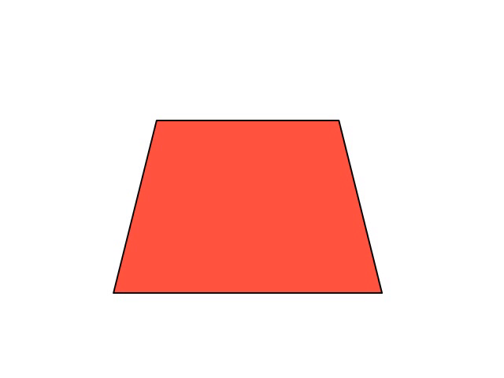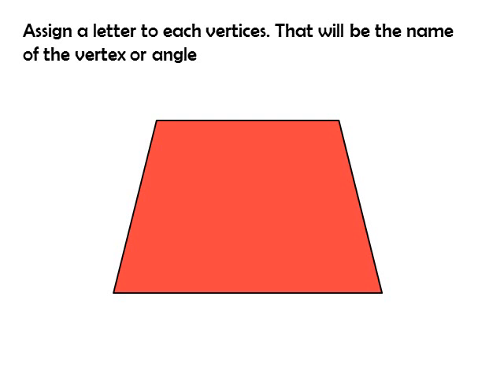The first thing that is customary for us to do is to assign a letter to each vertex, to each corner, and that will be the name of the vertex or the angle. So this one corner we call A, and then B, C, and D. If we want to find out what the angles inside this figure are, then it'll be easy for us to name those angles. For this one, we call it angle A, which is inside the trapezoid.